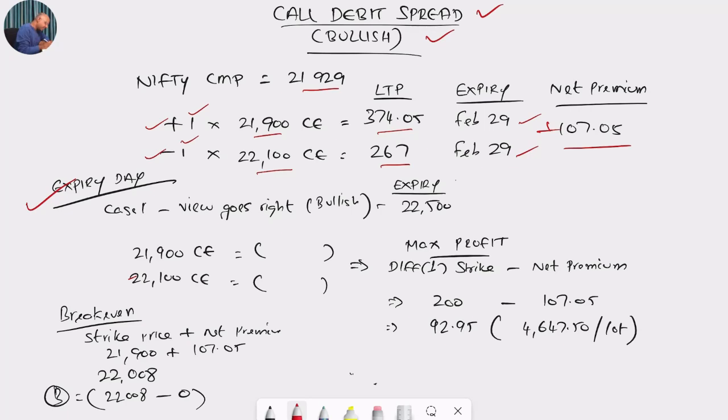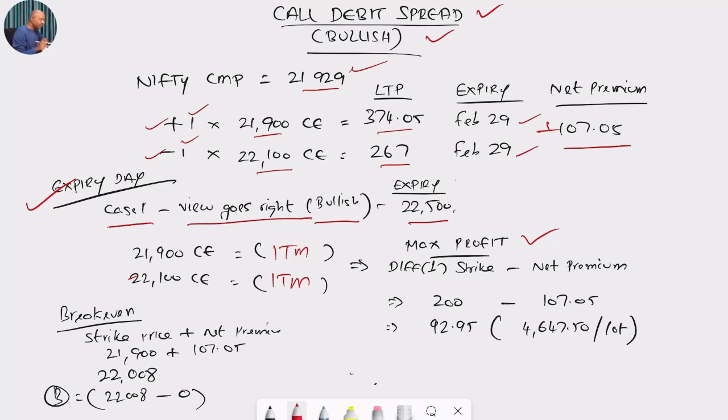Let's take the first case where the view has gone right and Nifty has turned bullish, and on the day of expiry it has closed at 22,500. So from 21,900 it has closed at 22,500. Now what will happen to the 21,900 and 22,100 call options? Both these options will become in the money, so both the premiums would have increased. This scenario would give us the maximum profit because the view has gone right.